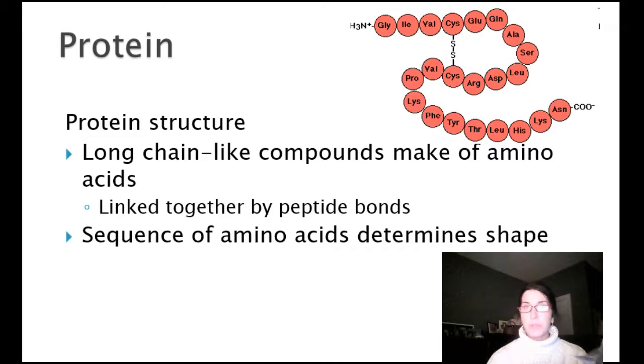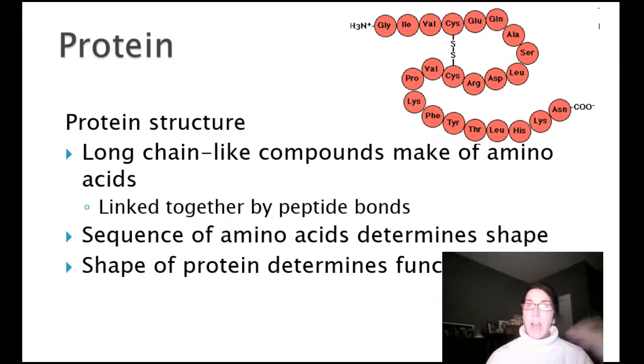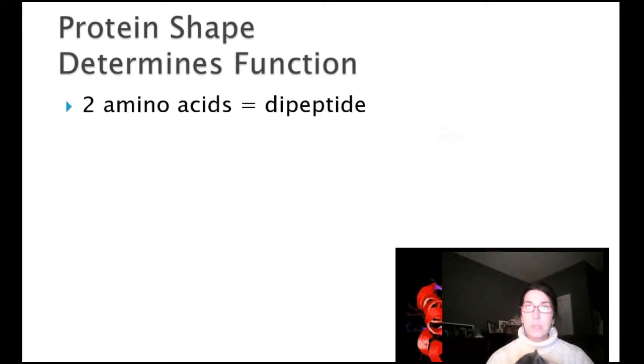And there's a picture for you to see. And that actual sequence, so the linking of the amino acids in the chain, which are linked by the peptide bonds, determines the shape of the protein. And then that shape, in turn, dictates or determines what the function of that protein is.